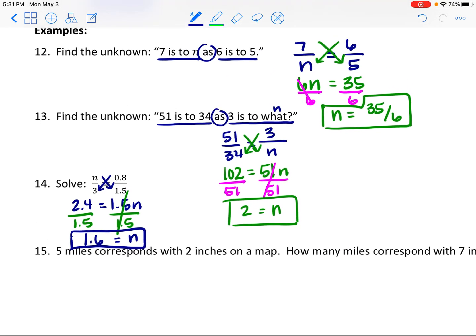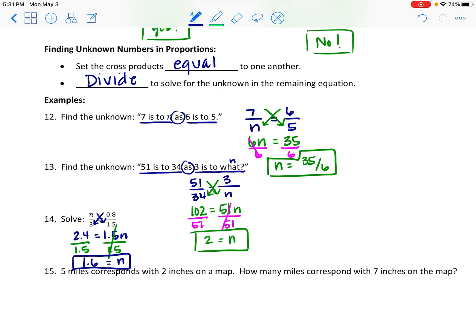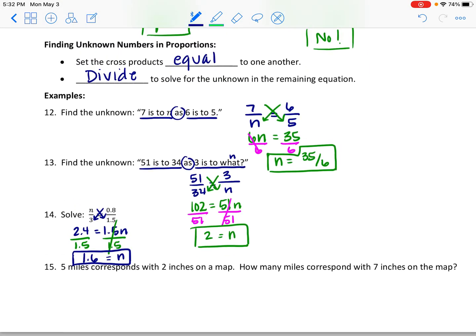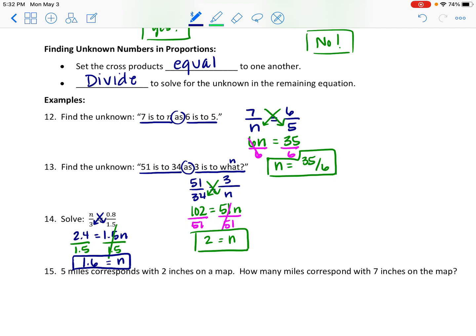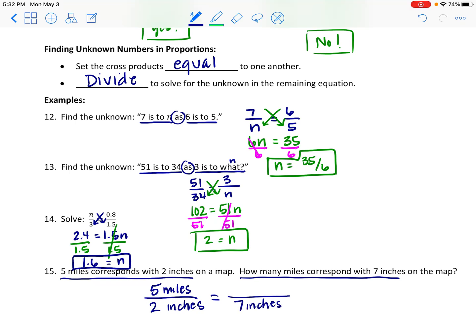Okay, last one, which I think is where something like this concept is a little more useful. It says 5 miles corresponds with 2 inches on a map. How many miles correspond with 7 inches on a map? So we have 5 miles corresponding to 2 inches. So one ratio is 5 miles to 2 inches. Okay, and that's going to be proportional to how many miles corresponding with 7 inches. When I go to write my second fraction, I know 7 inches has to go here because we want our fractions to correspond, right? It's miles to inches both times. The question is how many miles? We don't know. And so what we're going to put in that spot where we have an unknown, again, is an n. So when I go to cross multiply here, n times 2 is going to be 2n. And then 5 times 7 is going to be 35.